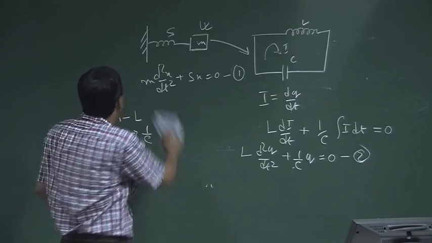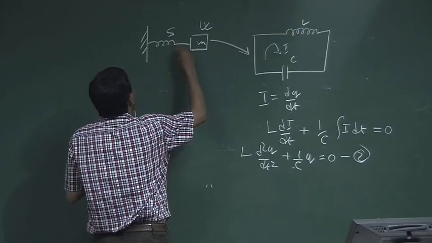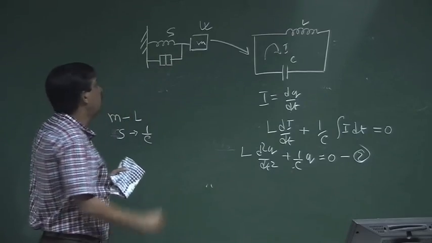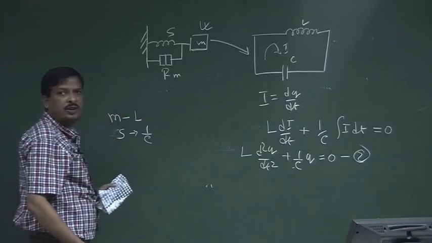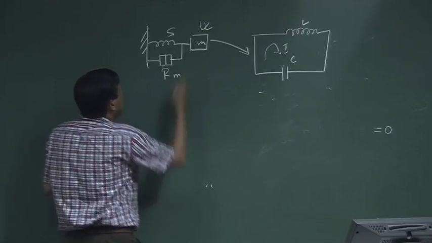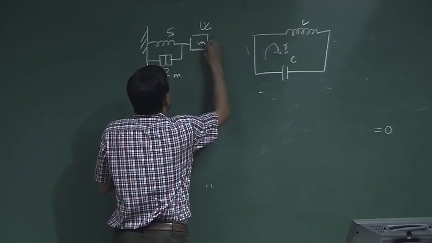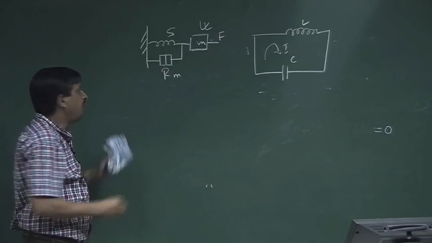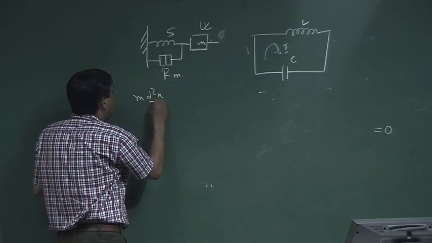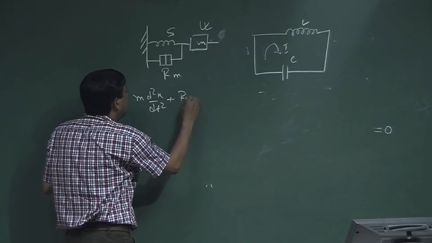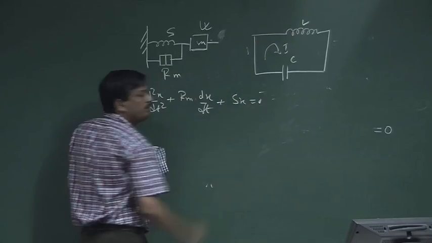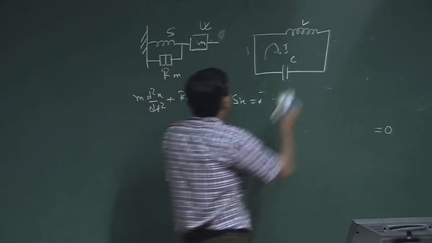Now, if I add mechanical damping in the mechanical circuit, which is Rm, and if the force is not there, then the total equation of motion is m d2x/dt2 plus Rm dx/dt plus Sx is equal to 0. That is the equation of motion.